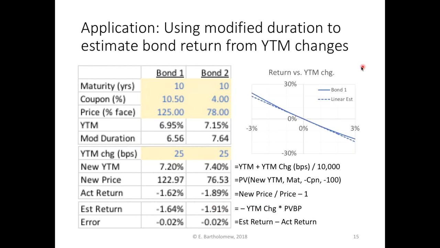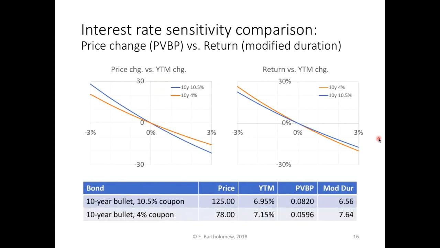And then if we look at the graph in return terms, we would see this. Just like we saw with PVBP, the sensitivity is very close for small changes, up to about 100 basis points, and then you see the curvature. So this is the same graph, but in return terms. Now we can compare these, and this really shows how the two relate to one another and why one is more volatile in terms of price and the other in terms of return.